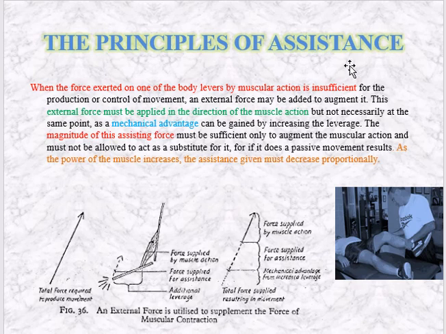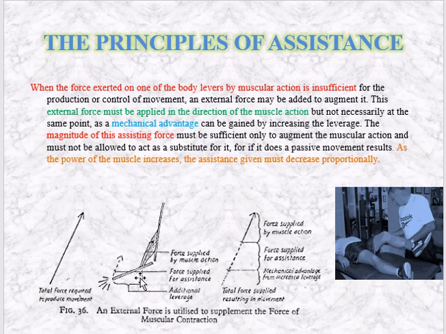What is the principle of assistance? Look at this diagram too. When the force exerted on one of the body levers by muscle action is insufficient for the production or control of movement, then an external force may be added to augment it. This external force may be applied in the direction of the muscle action, but not necessarily at the same point, as a mechanical advantage can be gained by increasing the leverage.